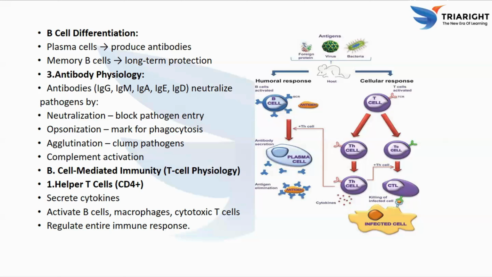They activate B cells to form plasma and memory B cells. They activate macrophages to make them better at killing. They activate cytotoxic T cells, which enable killing of the infected cells. And these helper T cells also regulate the entire immune response. So here is a diagram which shows you the humoral response and cellular response.